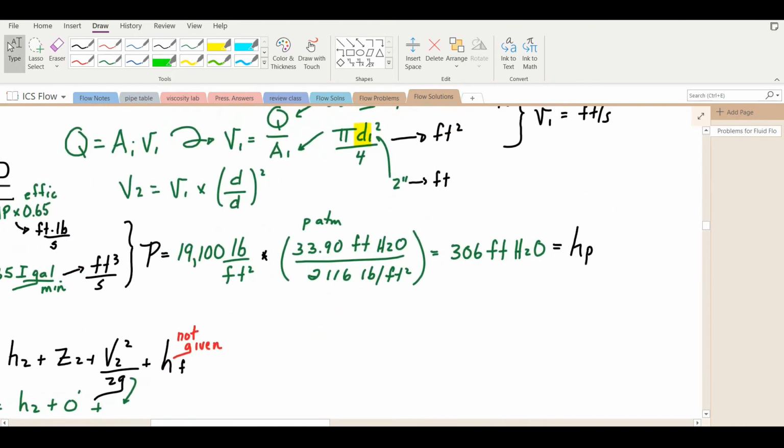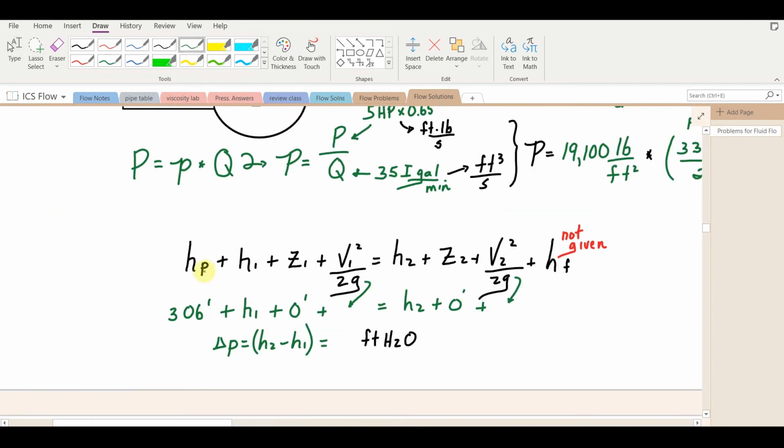So since it's water, use atmospheric pressure as a conversion factor. Recall that 33.9 feet of water is 1 atmosphere, and that's equivalent to 2,116 pounds per square feet. That'll convert 19,100 pounds per square foot to 306 feet of water, and that is the pressure that's developed by the pump. That'll be the term here, HP.